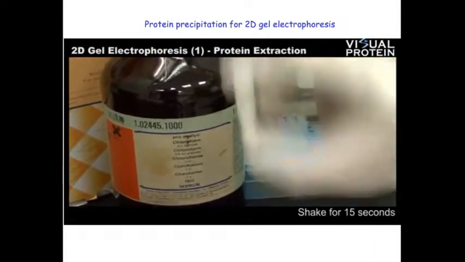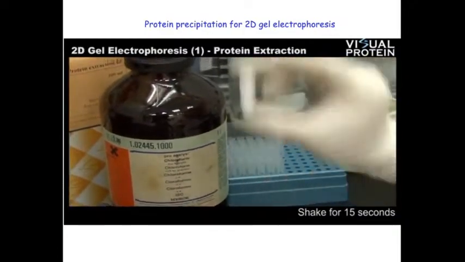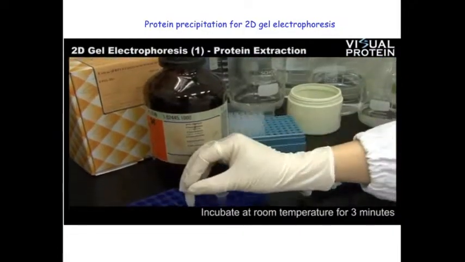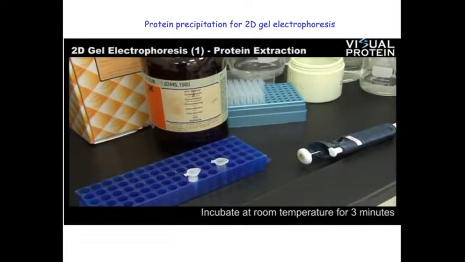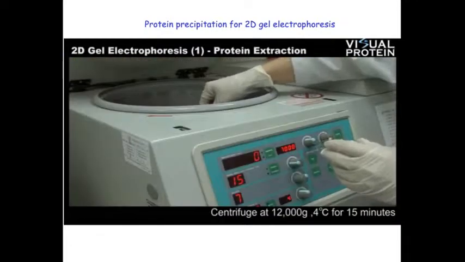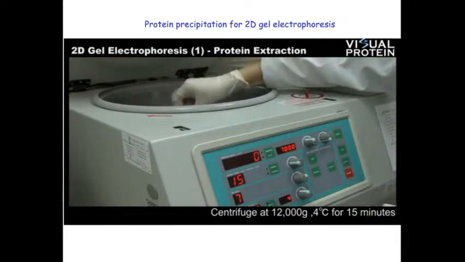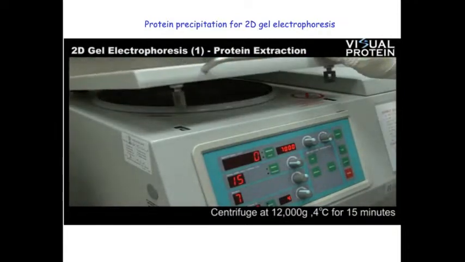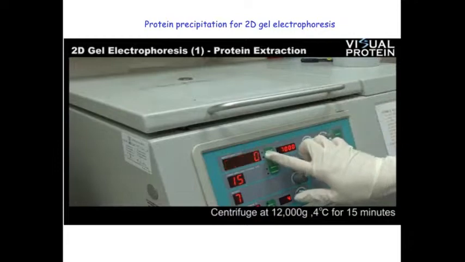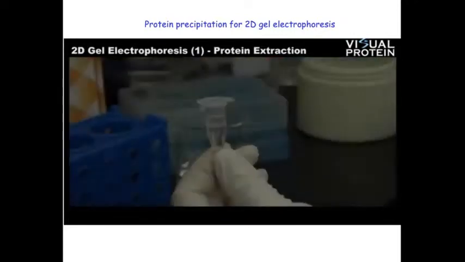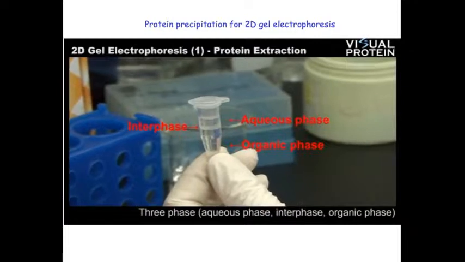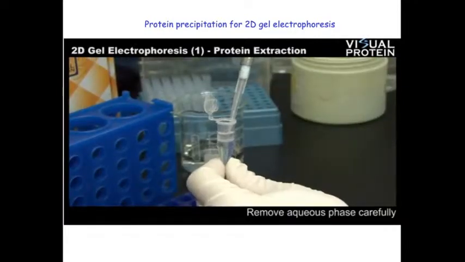Shake it for 15 seconds. Then incubate it at room temperature for 3 minutes. Then centrifuge again at 12,000 g, 4 degrees, for 15 minutes. There will be a lot of centrifugation. So you have an aqueous phase, an organic phase, and an interphase. Remove the aqueous phase carefully from the top.